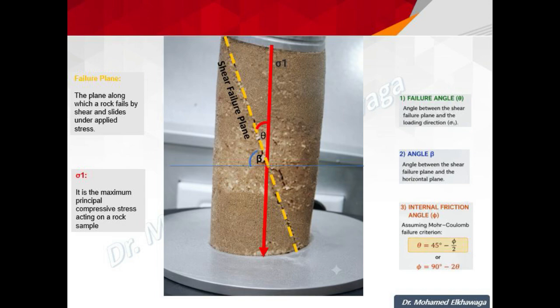Finally, we have the internal friction angle, phi. If we assume that the rock follows the Mohr-Coulomb failure criterion, then theta equals 45 degrees minus 1/2 of phi. By rearranging the equation, we can say that phi equals 90 degrees minus 2 times theta. This means that once we measure the failure angle, theta, we can easily calculate the internal friction angle, phi.